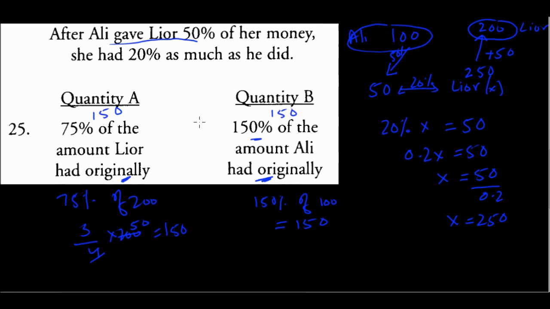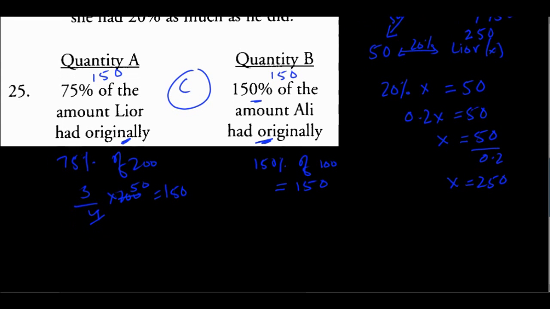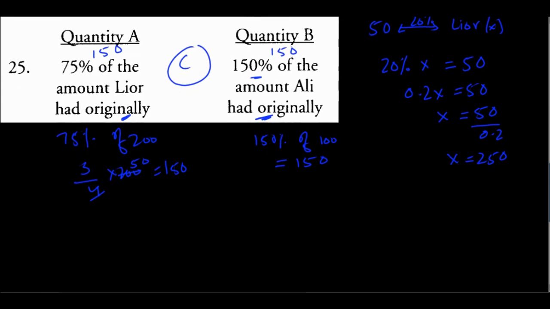Cool. So both quantities A and B are equal. Correct answer is C. So you see, a lot of percents involved, but as long as you keep track of everything and make your assumptions properly, you can go back and do as many percents as you want, and things will work out eventually. Right. So I hope you enjoyed this lecture on percents.